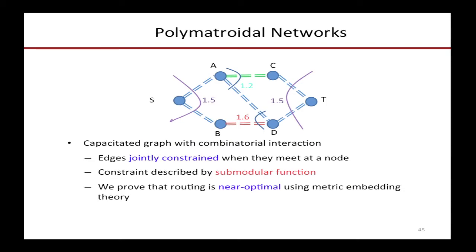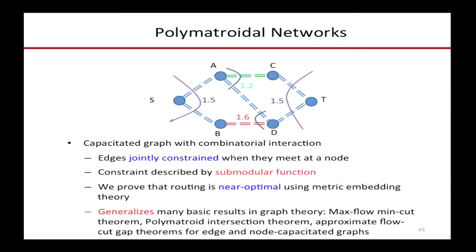And we also show that given a wireless network, we can find an equivalent polymatroidal network, which is equivalent in terms of the information theoretic capacities. And if you can achieve any rate on the polymatroidal network, you can achieve a similar rate on the original wireless network. So this has independent mathematical interest as it generalizes many results in graph theory, like the Max-Flow-Min-Cut theorem, the polymatroid intersection theorem, and so on.